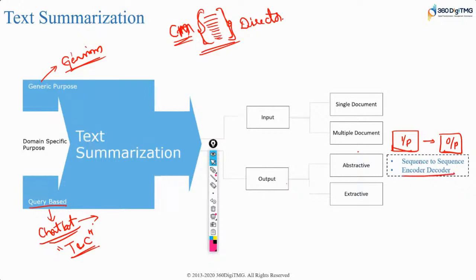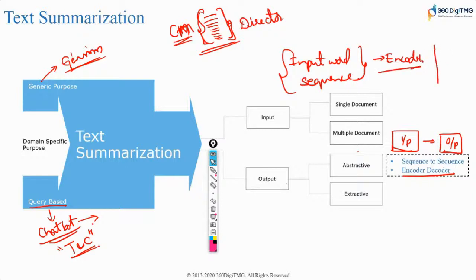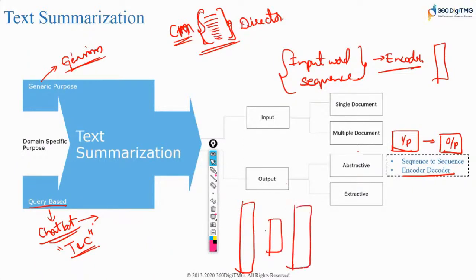Also, you have something called as encoder decoder. Encoder takes input word sequence and you pass it on to encoder, and encoder is going to produce an internal representation. So this is how it would be. You'll have an input, you'll have an encoder and an output. This is basically a kind of neural network algorithm.